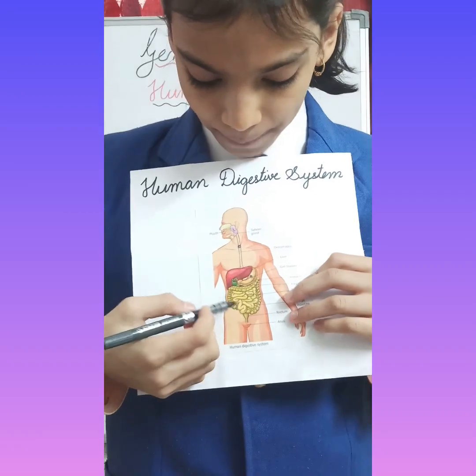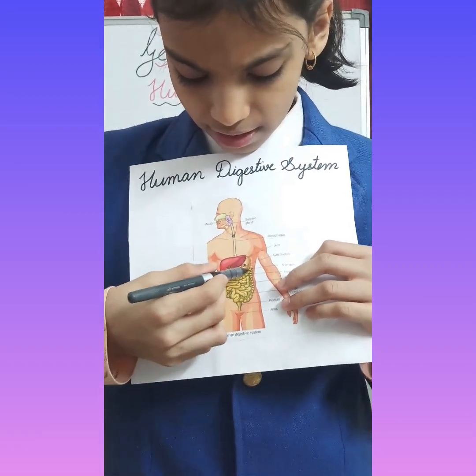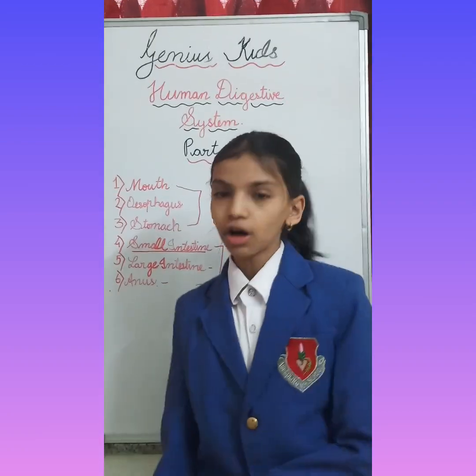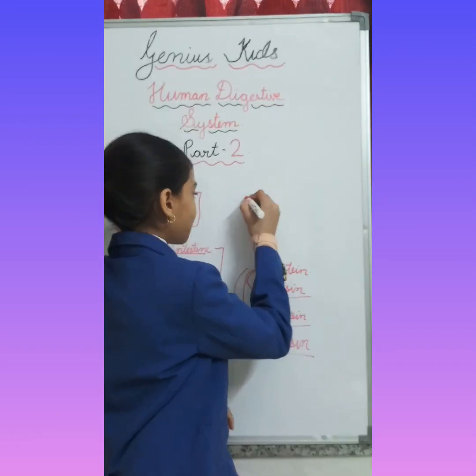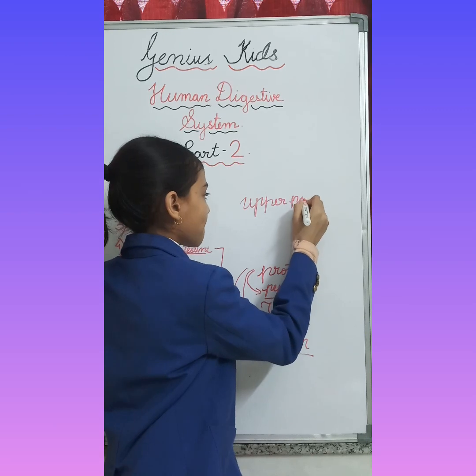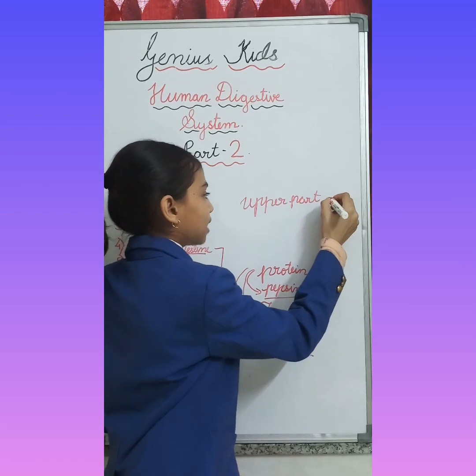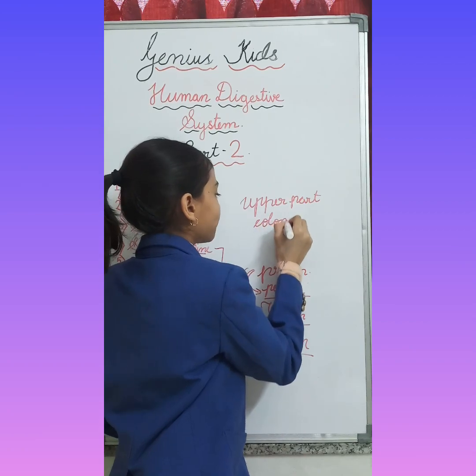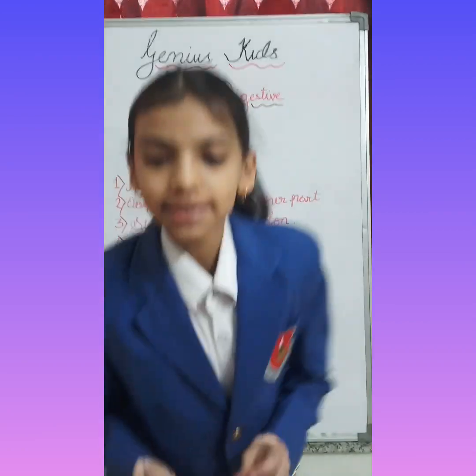So this is the upper part of the large intestine. What is this called? It is called the colon. The upper part of the large intestine is called the colon. Okay friends, so what does this colon do?